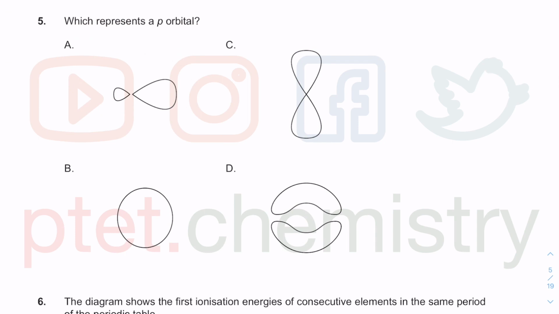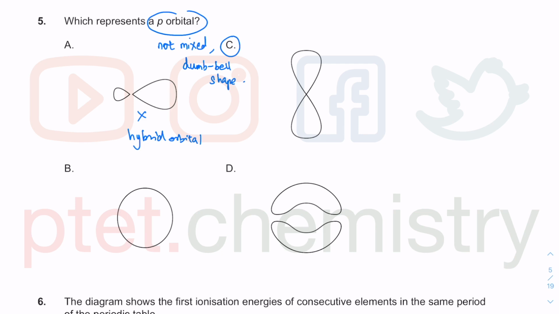Question number 5, very straightforward question. You have p orbital. This is not mixed, it is not hybridized, it is simply dumbbell shape. Dumbbell shape, and they have to be equal in size on both ends. It's not A, because this is a hybrid orbital. You can see one side is bigger than the other, so it's already been hybridized.